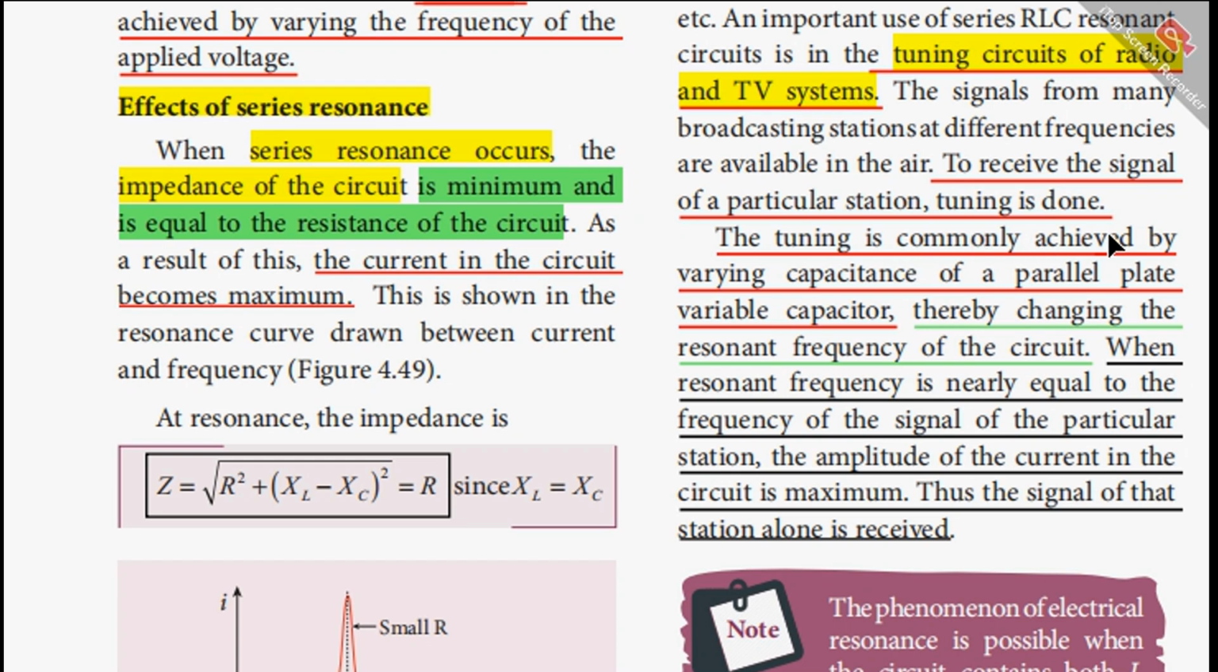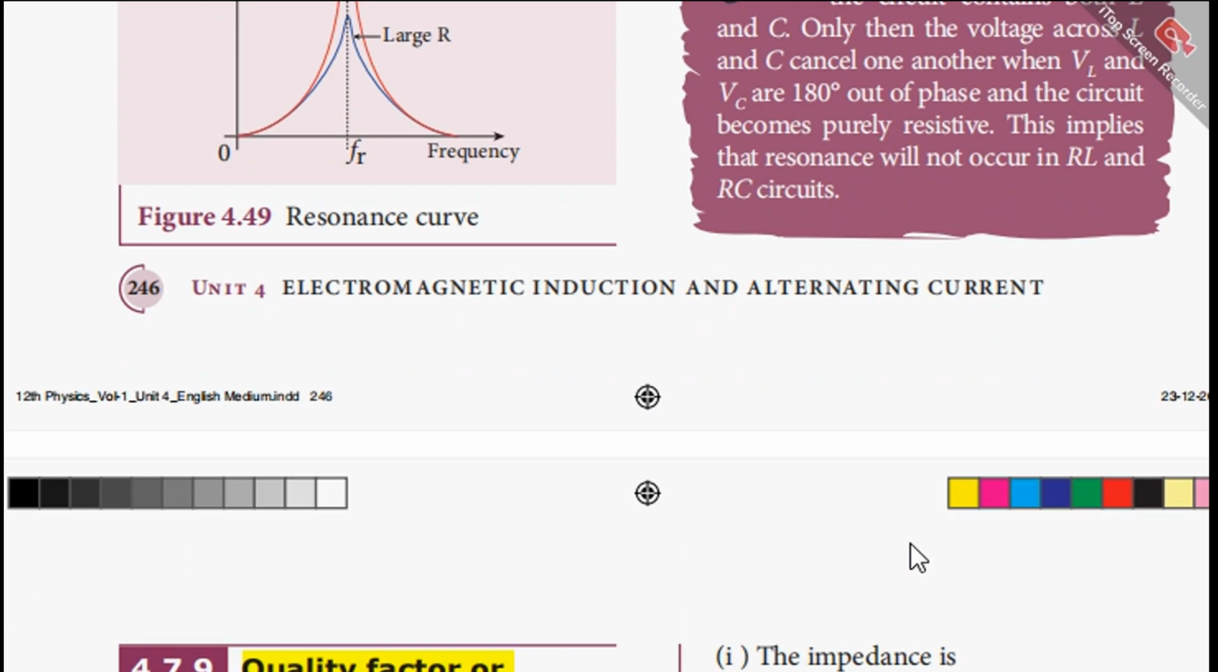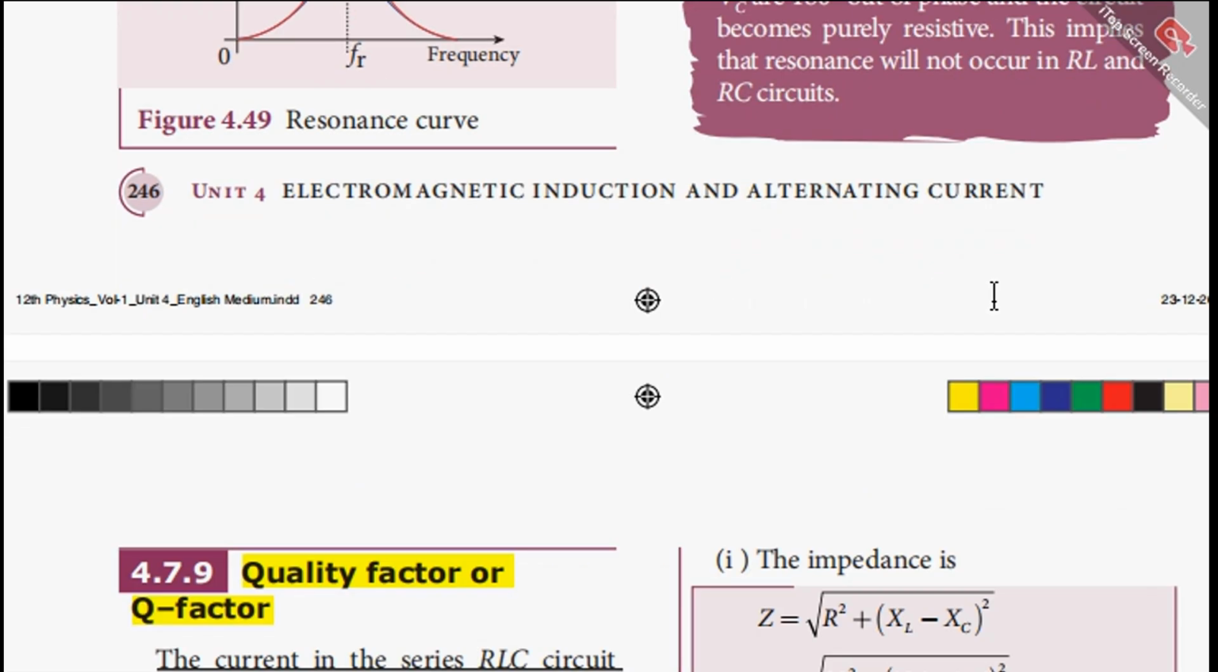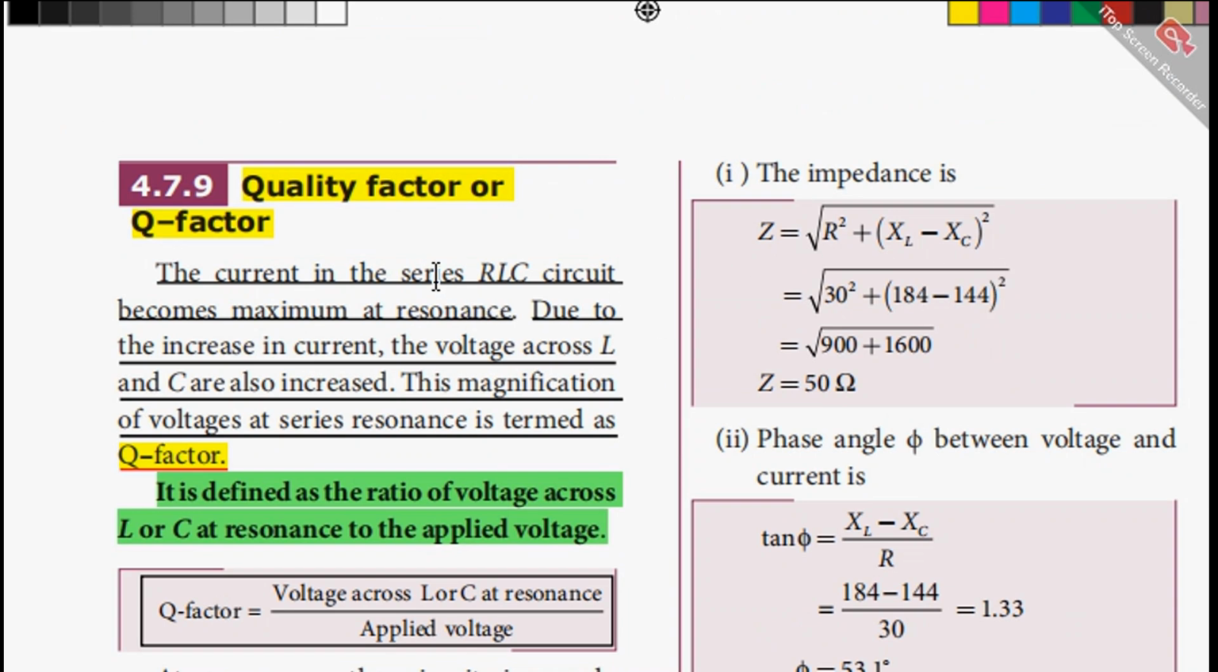The tuning is commonly achieved by varying the capacitance of a parallel plate variable capacitor, thereby changing the resonant frequency of the circuit. The resonant frequency is nearly equal to the frequency of the signal of a particular station. The amplitude of the current in the circuit is maximum, thus the signal of that particular station alone is received. So this is how we are able to listen to any particular radio station which is broadcasting at that particular frequency. Now let us see what the quality factor, or Q factor, is.